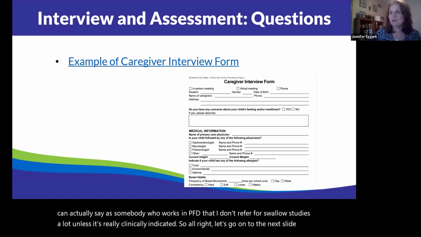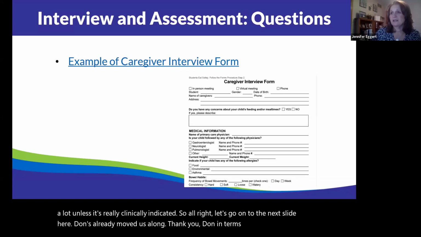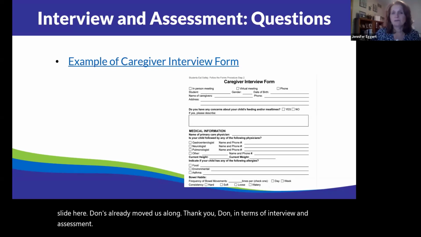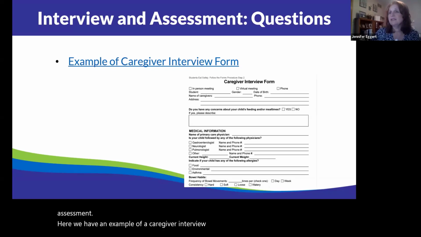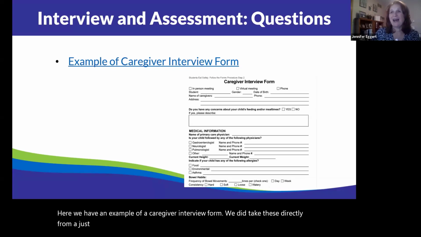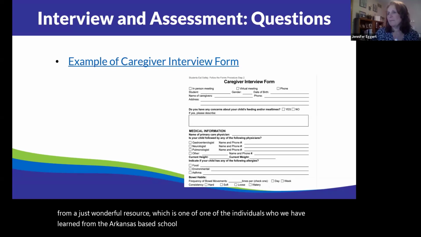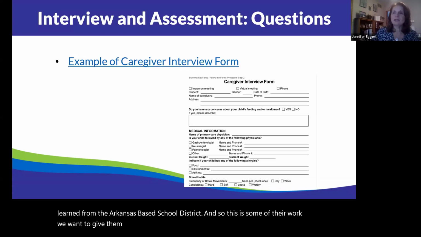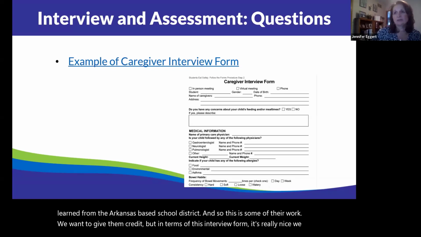Dawn's already moved us along. Thank you, Dawn. In terms of interview and assessment questions here, we have an example of a caregiver interview form. We took these directly from a wonderful resource, one of the individuals we have learned from at the Arkansas-based school district. This is some of their work, and we want to give them credit. In terms of this interview form, it's really nice. We have the link there. You can look at it directly.